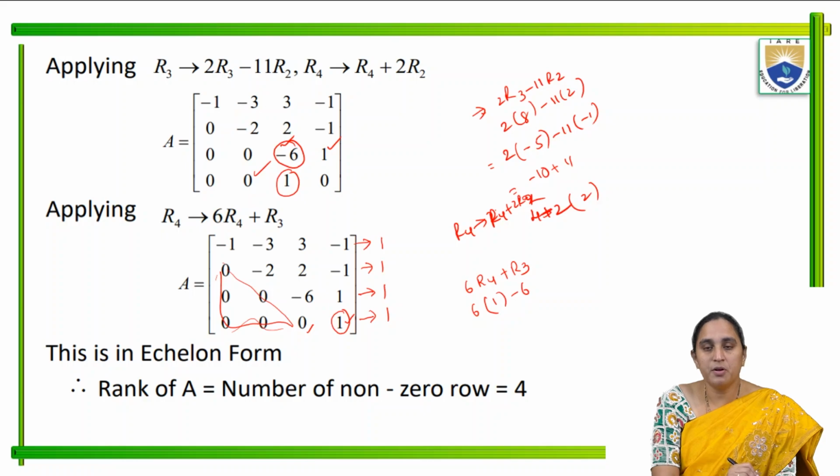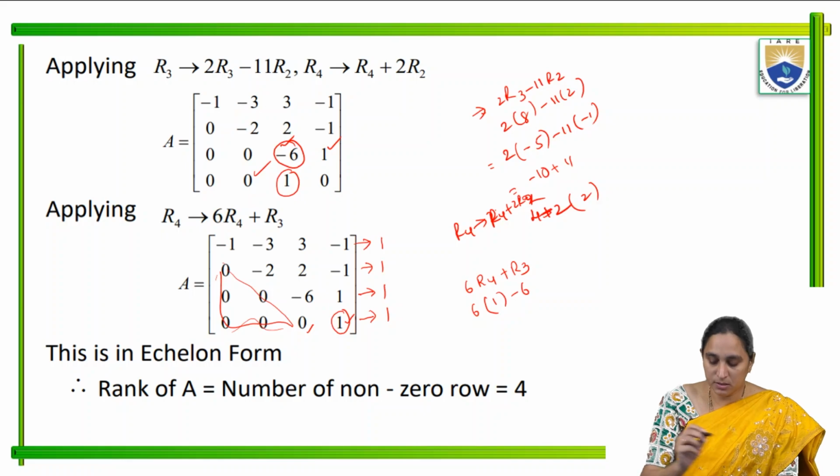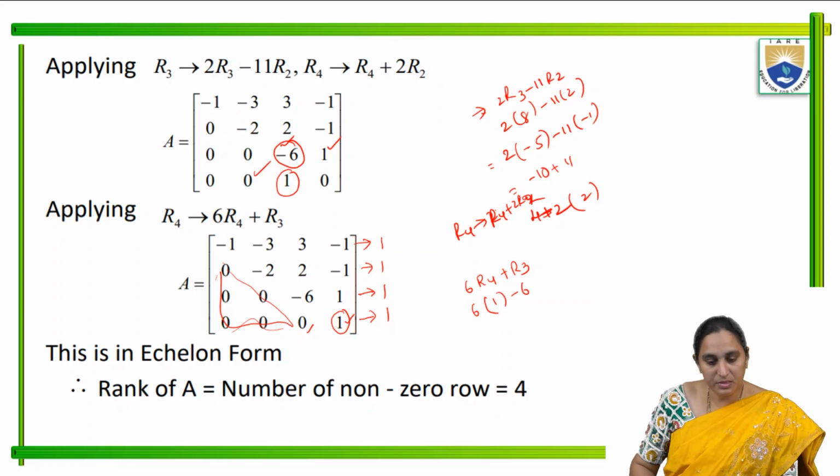Therefore, number of non-zero rows, how many here? 4. Therefore, this is an echelon form. Number of non-zero rows are 4. Therefore, we have to consider that the number of non-zero rows is equal to the rank of A. Okay, this is the first problem with echelon form. Okay, next.